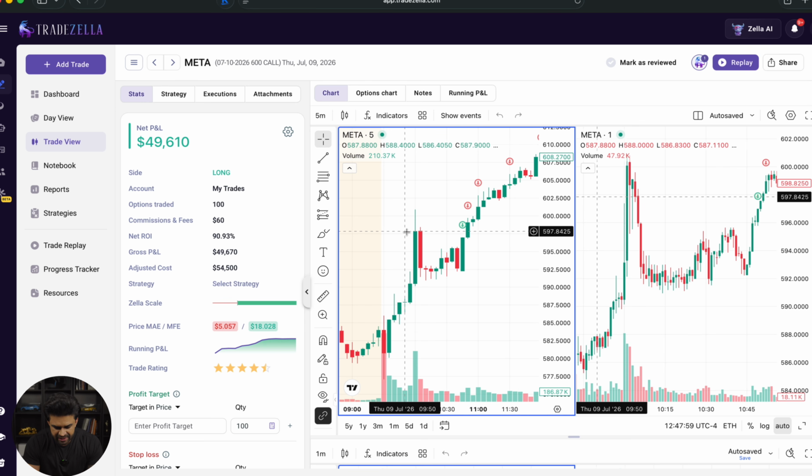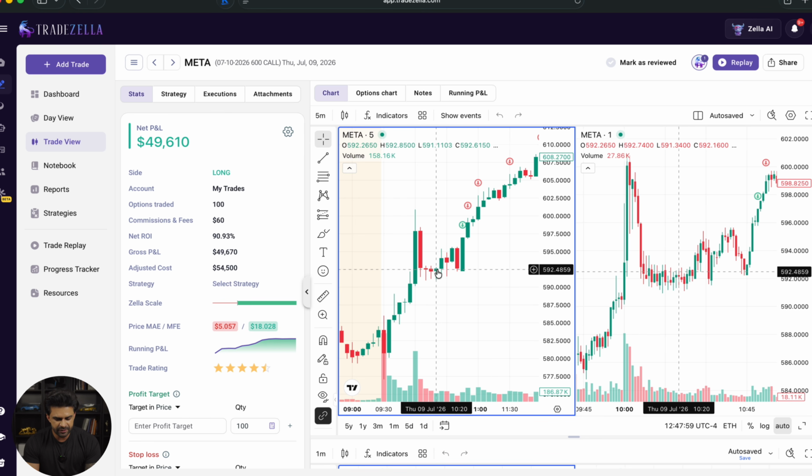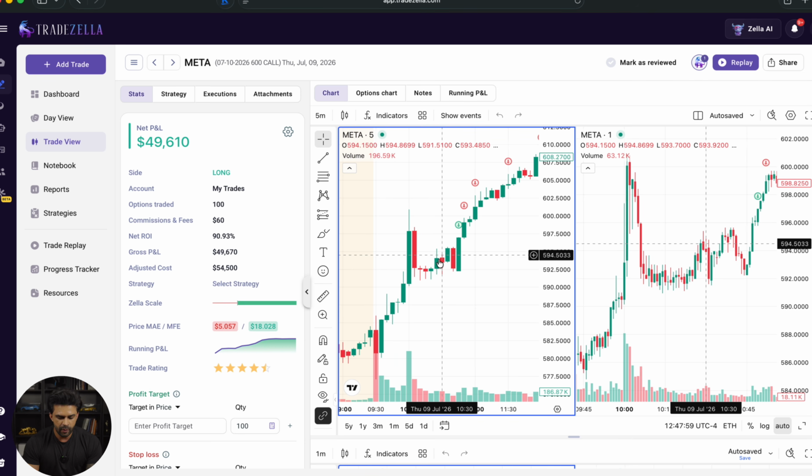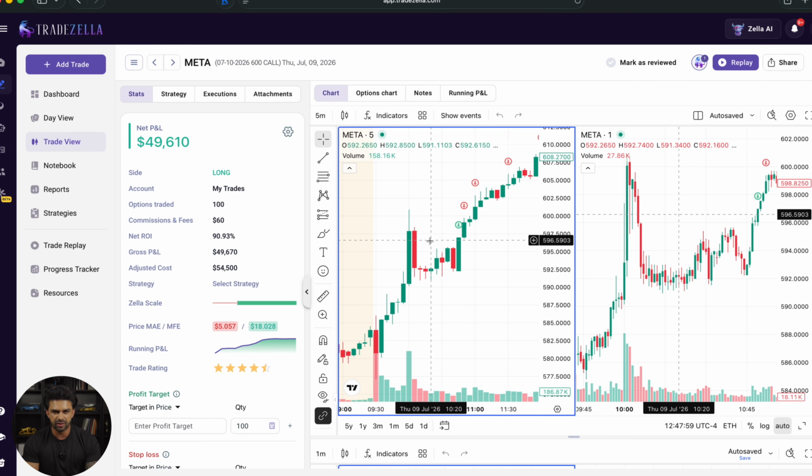So here we can see that 597.80 was the zone where we initially rejected. We closed below. The next candle came in. We pulled right back. Right now, as buyers start to show some sort of interest and we're coming right back, when price is reapproaching that level, you want to see a hold around that similar level, 597.